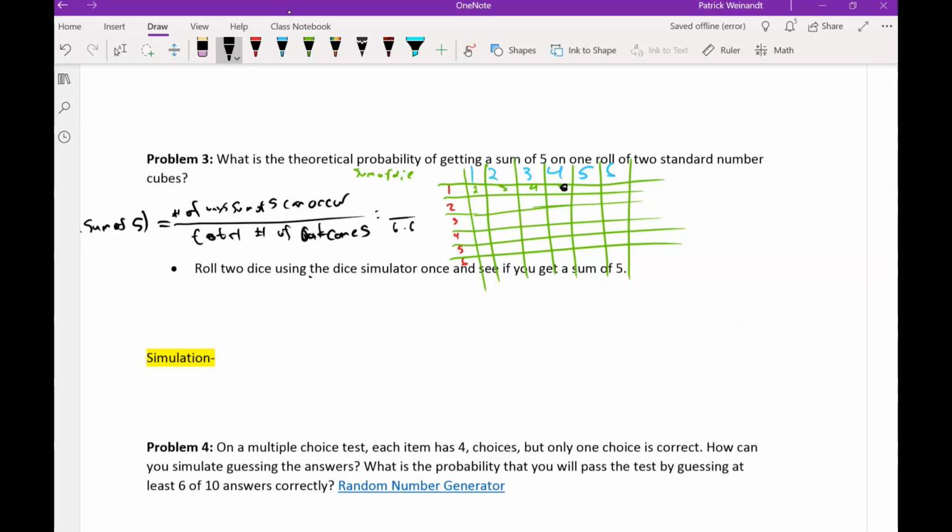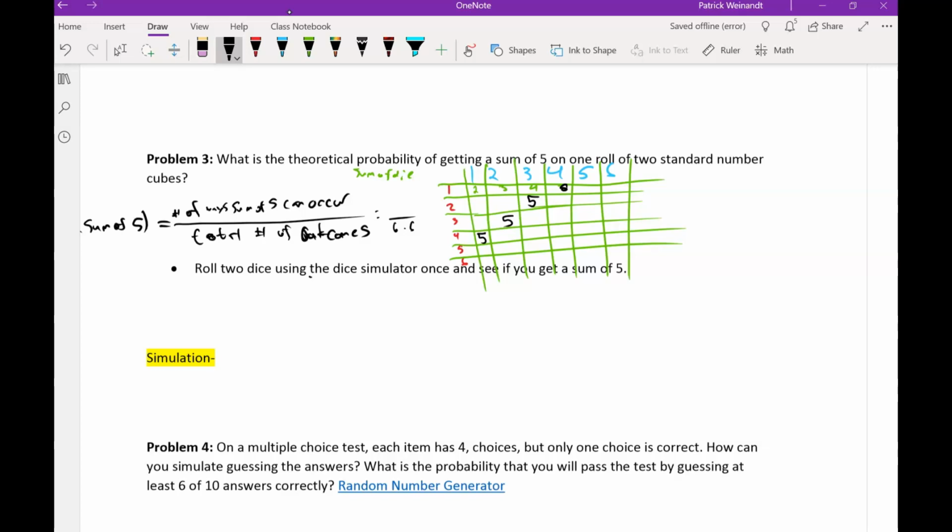If I get a 1 on the red die and a 4 on the blue die, that gives me 5. If I get a 1 on the blue die and a 4 on the red die, that gives me 5. If I get 3 on the red die and 2 on the blue die, that gives me 5. And if I get 2 on the red die and 3 on the blue die, that gives me 5. So if you notice, this kind of makes a diagonal here. Are there any other things that will give me a sum of 5? And the answer is no.